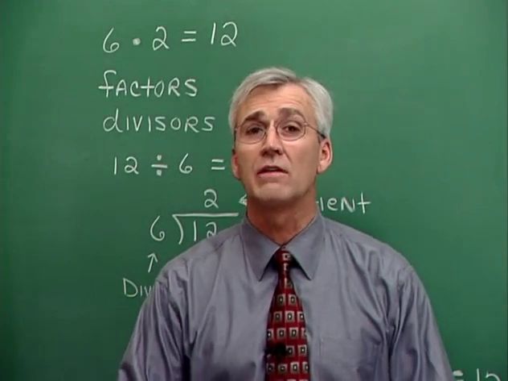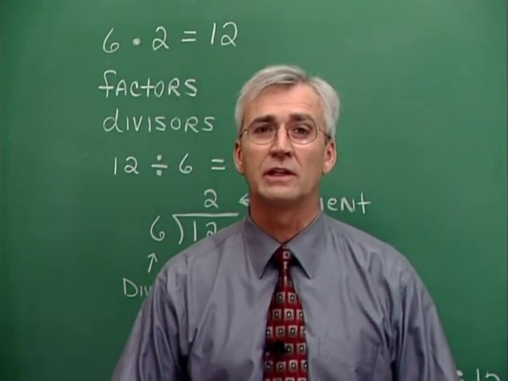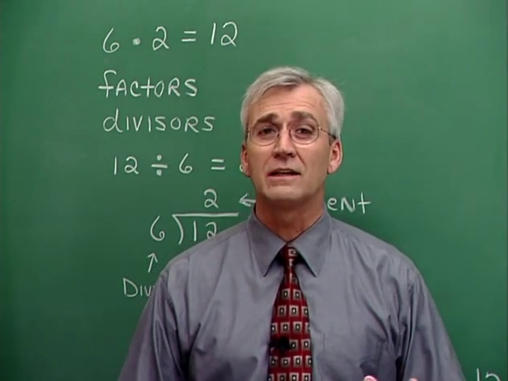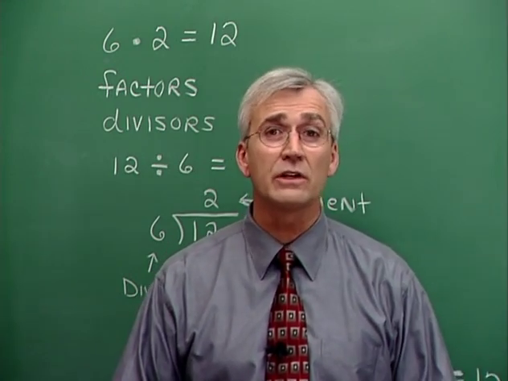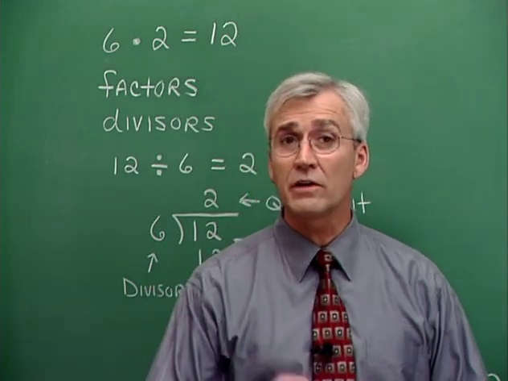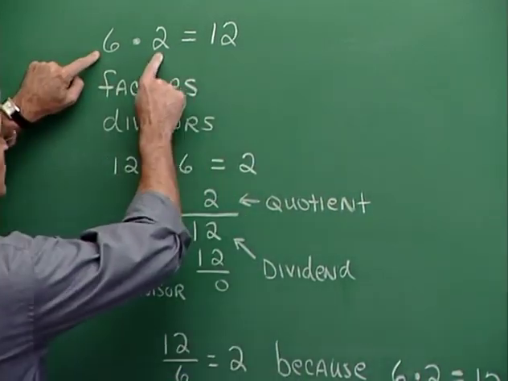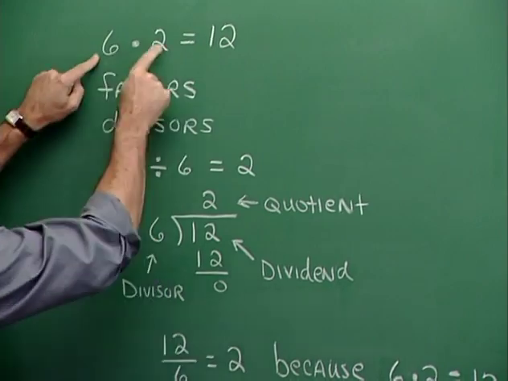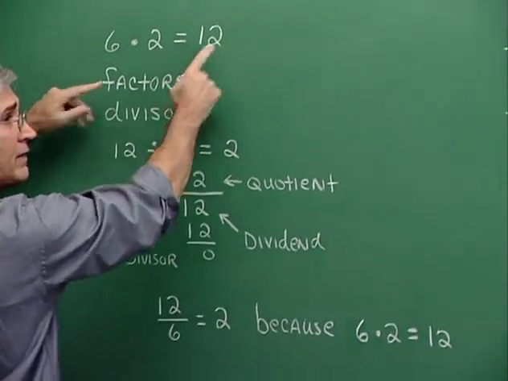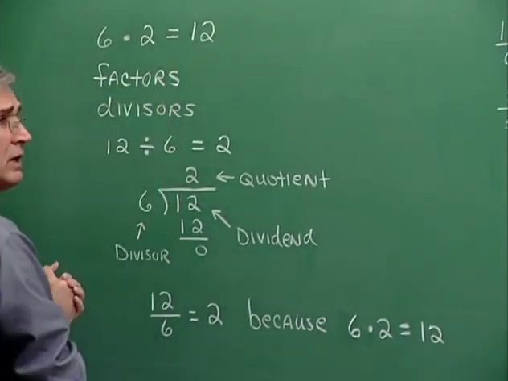We discovered earlier that subtraction is related to addition. And now we're going to find, and it should be no surprise, that division is related to multiplication. Consider this situation. In 6 times 2 equals 12, we know that 6 and 2 are called factors of 12. They are the items being multiplied to get 12.